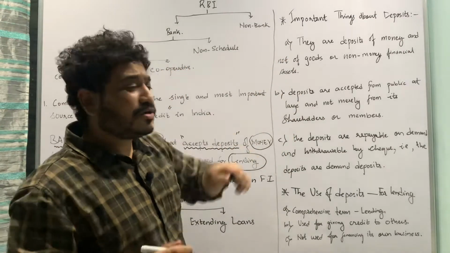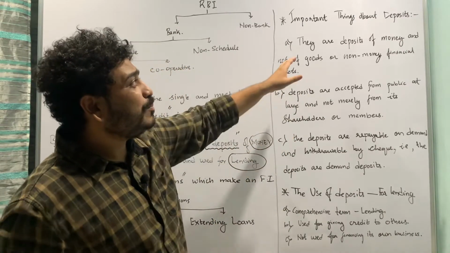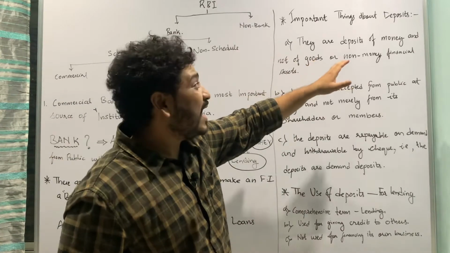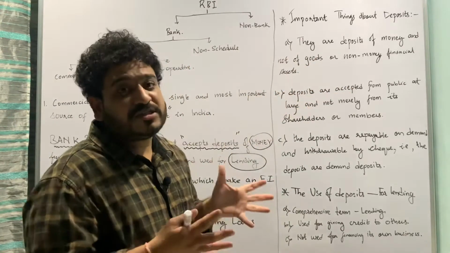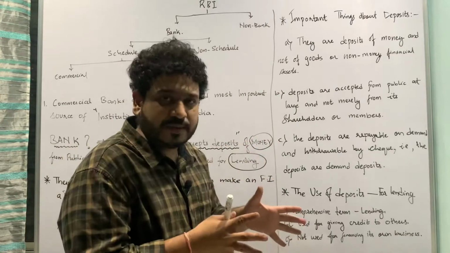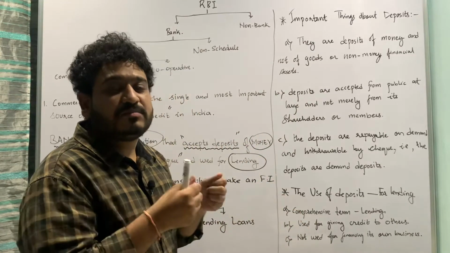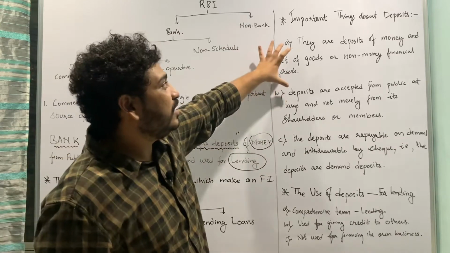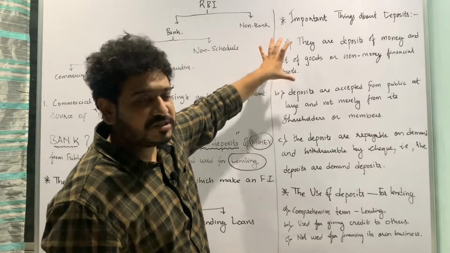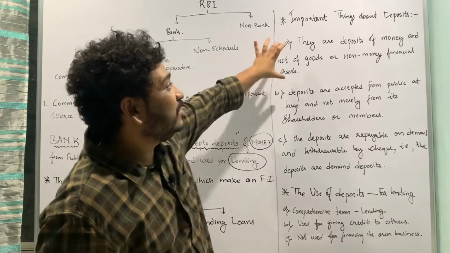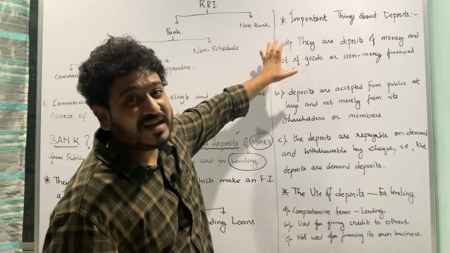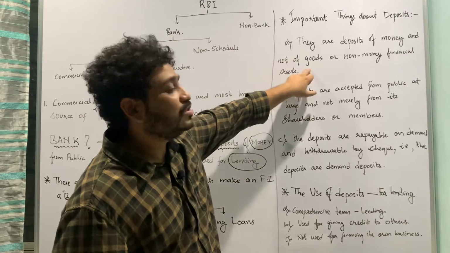So the first important thing is that the deposits are of money and not of goods or non-money financial assets. The deposit has to be in terms of money per se. It has to be in terms of currency. Then only can it be considered a deposit, which the bank is accepting, in terms of money and not in terms of any other non-money or goods per se.